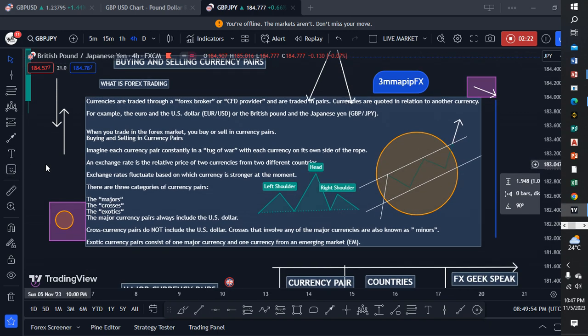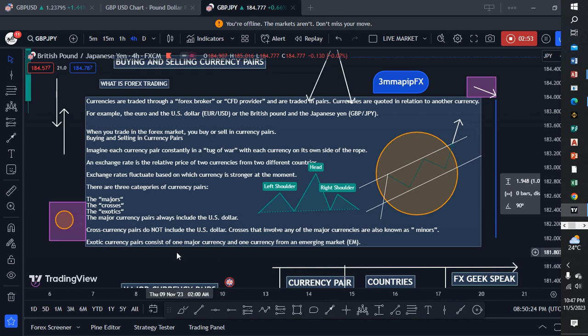There are three categories of currency pairs. You have the majors, the crosses, and the exotics. The major currency pairs always include the United States dollar. The cross-currency pairs do not include the US dollar. Currencies that involve any of the major currencies are also known as minors. Exotic currency pairs consist of one major currency and one currency from an emerging market.